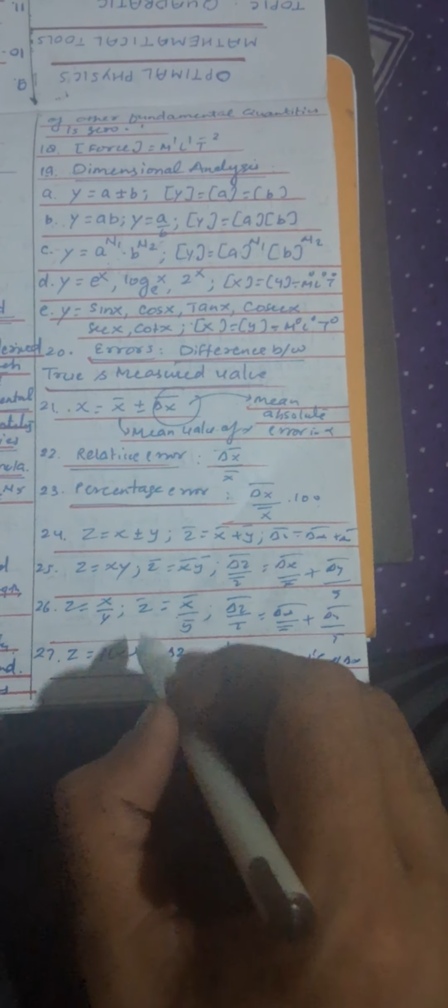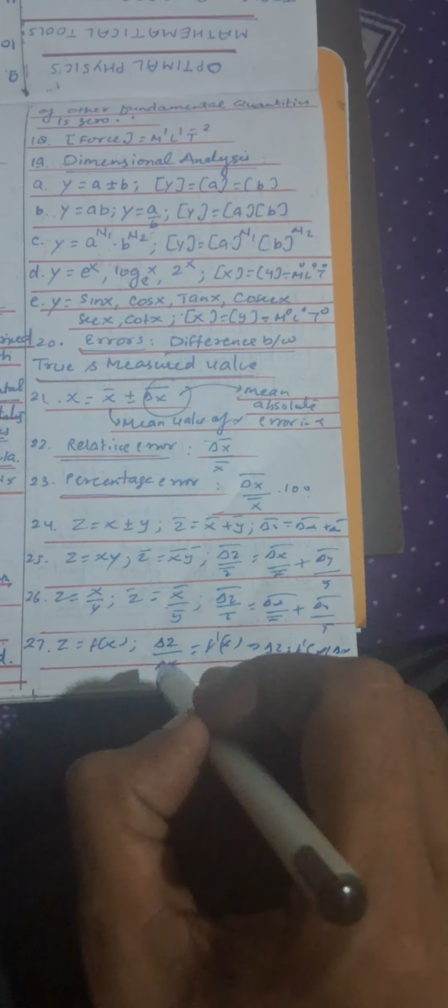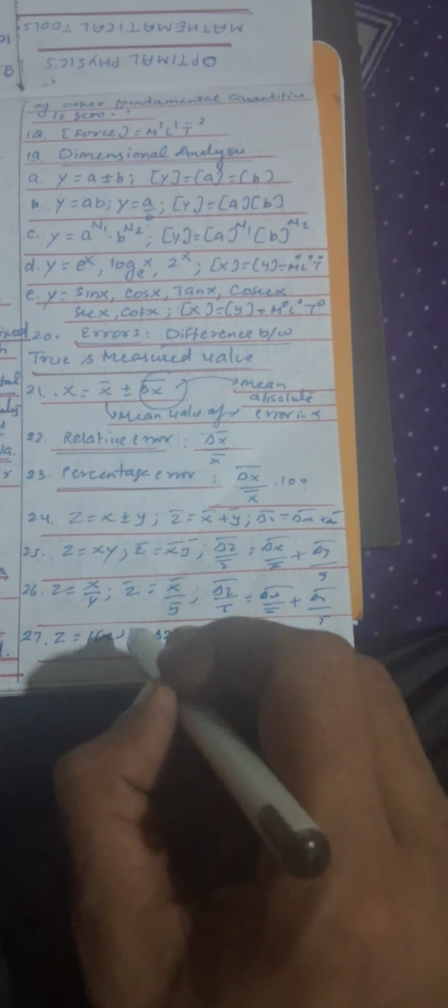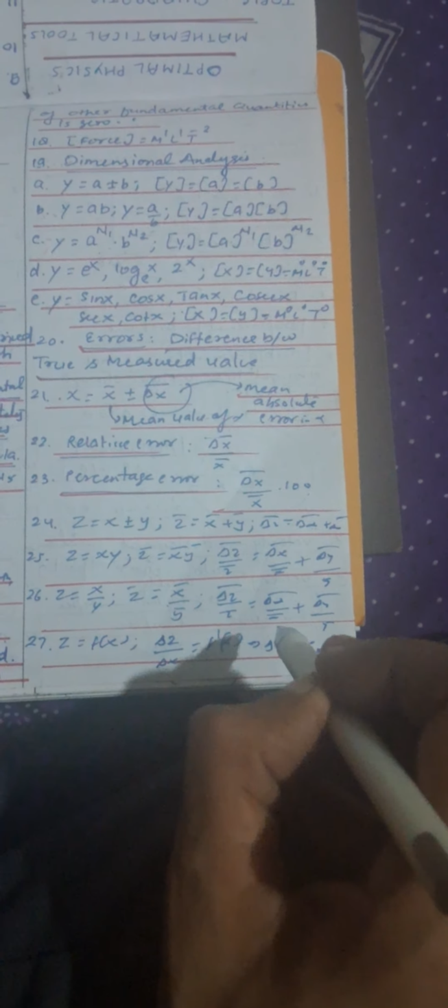However, there is a special case when z is a function of x, you use the sign that Δz by Δx is f'(x), or the first derivative of function with respect to x. Using this, you can calculate Δz, which is the mean absolute error in z. So this is how you can complete the chapter within a few minutes and can revise things clearly.